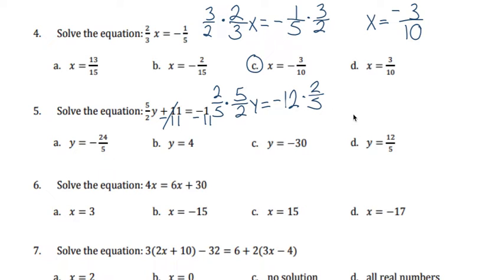On the left, the two fractions cancel, and we're left with y equals. On the right, we can treat negative 12 as negative 12 over 1, and we'll have negative 12 times 2 will be negative 24 over 1 times 5, which will be 5. And we'll get that y equals negative 24 over 5, or answer choice A.